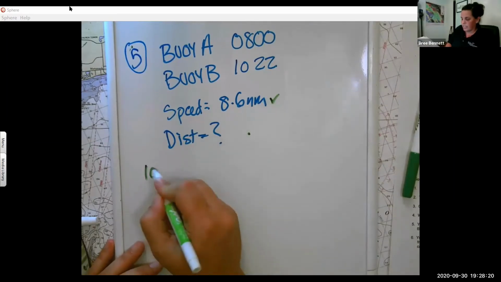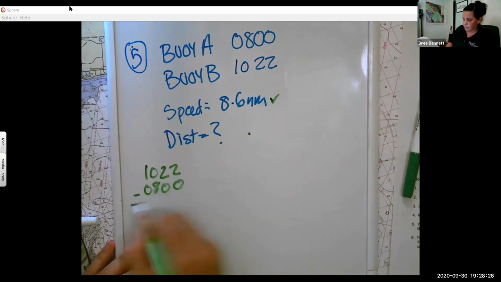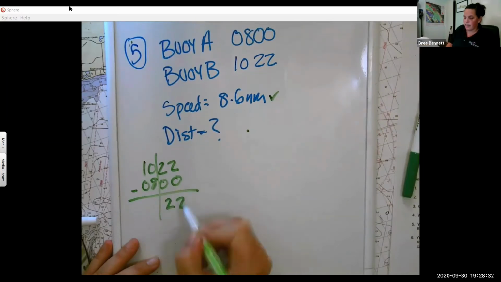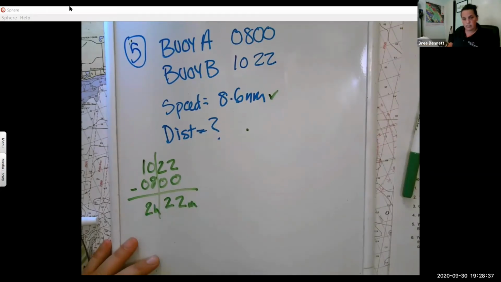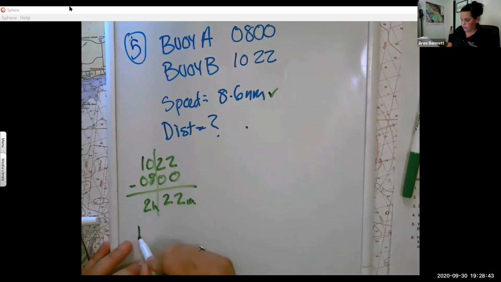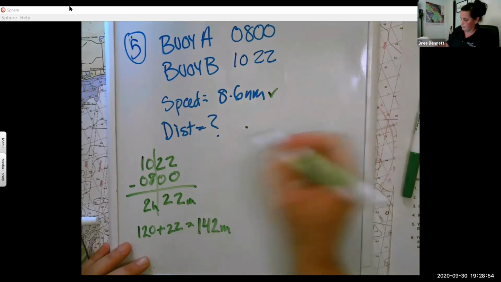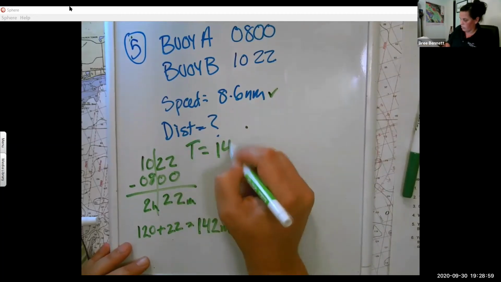So I have 1022 minus 0800. I start with my minutes, so I have 22 minutes. And then I go with the hours. I have 2 hours, 22 minutes. So I need to convert that all to minutes. So I have 120 plus 22 gives me 142 minutes. My T is equal to 142 minutes.